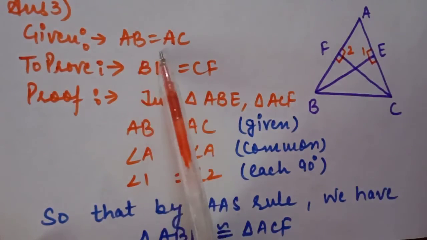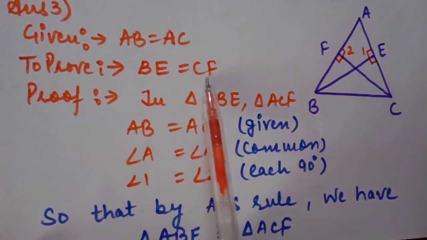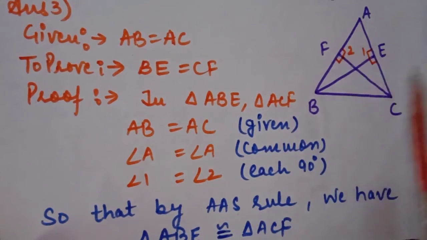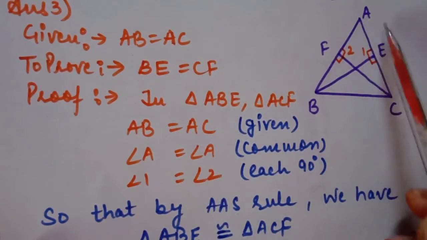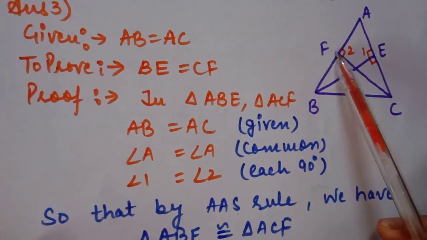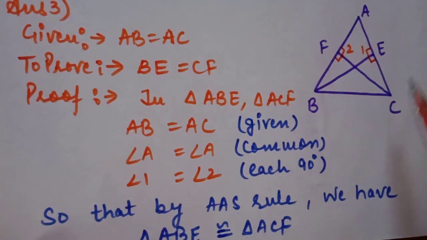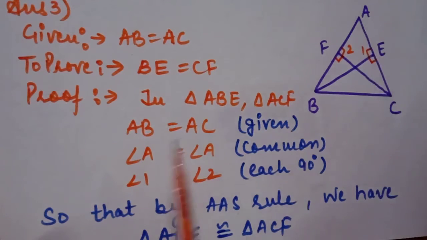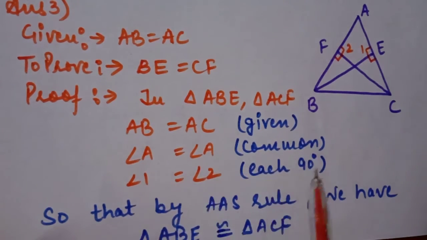So what is given? AB and AC are equal to each other. To prove: BE and CF, it means two altitudes, are equal to each other. Now we will take two triangles, triangle ABE and triangle ACF, for the congruency. First of all, AB and AC are equal to each other. Second, angle A is equal to angle A, common. AB is equal to AC, given. Angle A is equal, common. Angle 1 and angle 2 are equal to each other, 90 degrees.